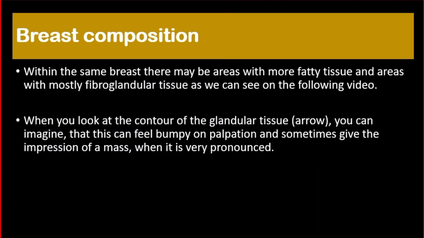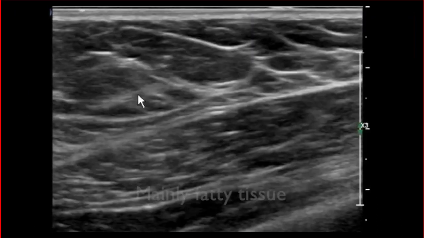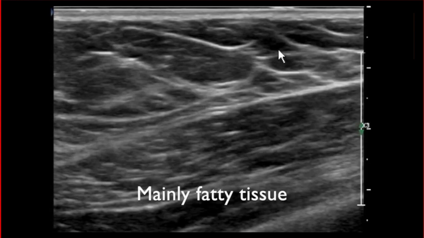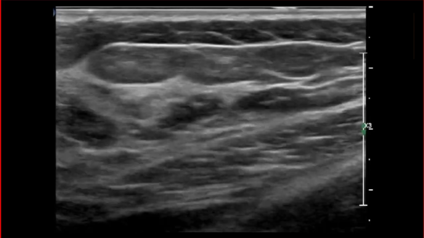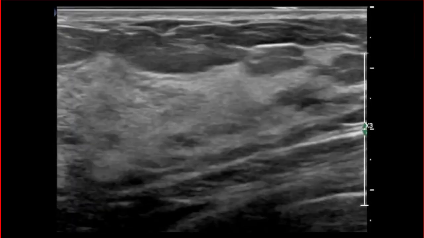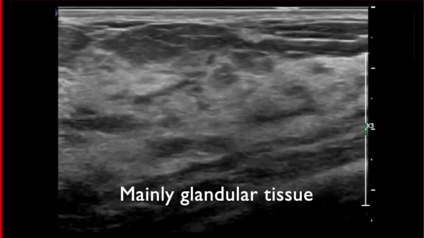Within the same breast, there may be areas with more fatty tissue and areas with mostly glandular tissue, as we can see on the following video. When you look at the contour of the glandular tissue, you can imagine that this can feel bumpy on palpation and sometimes give the impression of a mass when it is very pronounced.